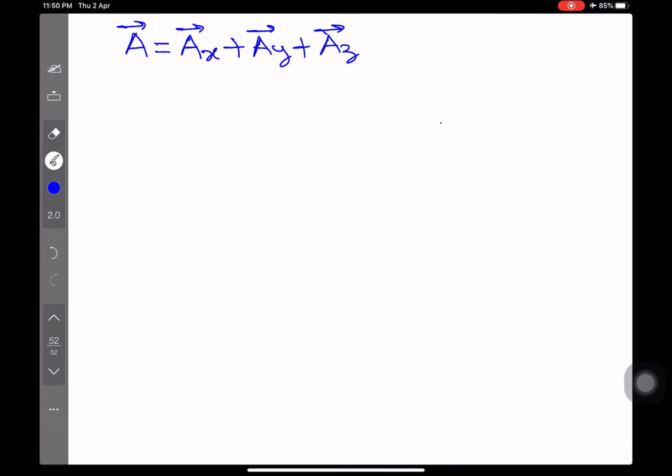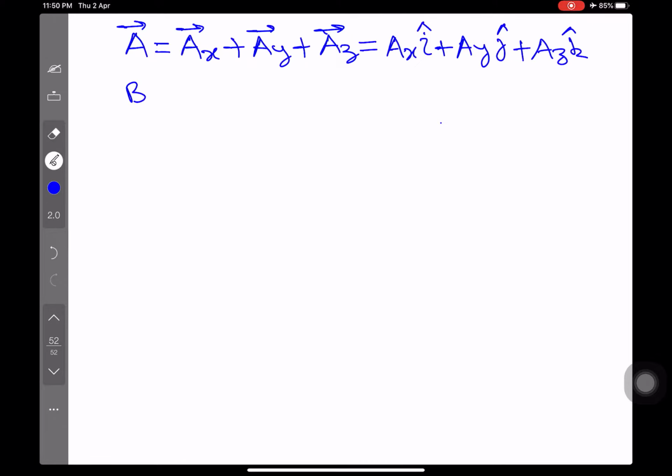Now I told you that any vector can be written as the product of the magnitude of that vector into a unit vector in the direction of that vector. So I can write AX vector as equal to magnitude of AX into unit vector in the direction of AX, that is unit vector along x-axis, and that is I cap. AY can be written as AY into J cap, and AZ can be written as AZ into K cap.